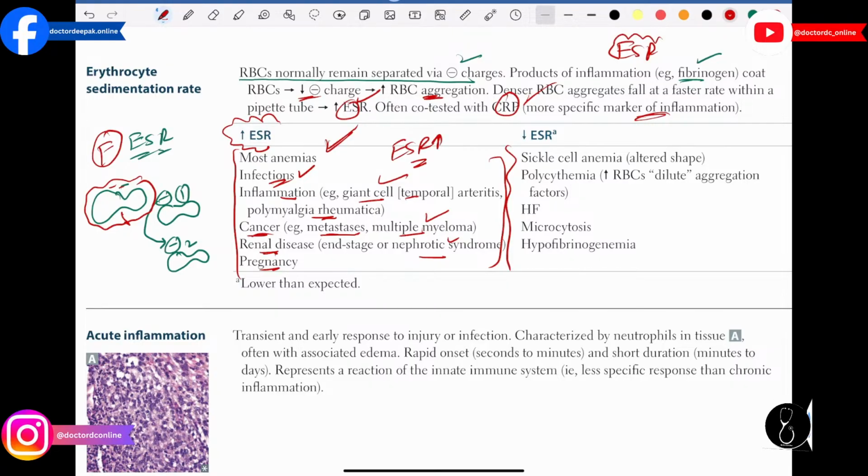Then again, what are the examples in which ESR is going to be decreased? If you have sickle cell anemia, the shape of the RBCs is altered, and if the shape of the RBCs is altered, the RBCs are not going to stick with each other. Then in polycythemia there is an increased amount of RBCs that will lead to dilution, and when the dilution occurs, there is less aggregation. Then after that we have heart failure, microcytosis and hypofibrinogenemia. So basically these are the examples in which the ESR is going to be decreased in our body. So please keep these things in mind. These are very important MCQs that can be asked from you in the exam.